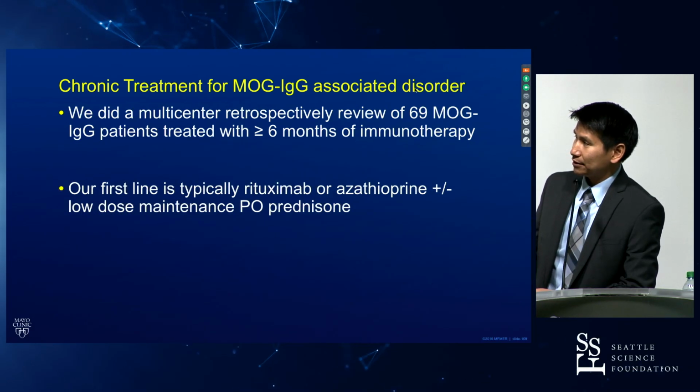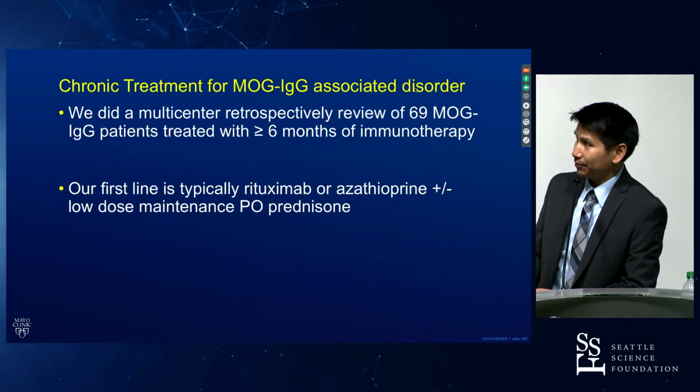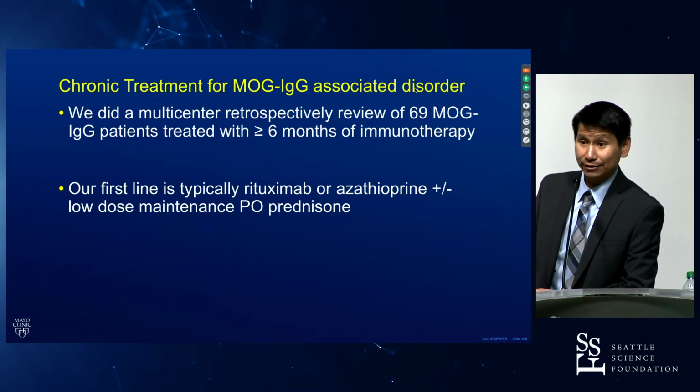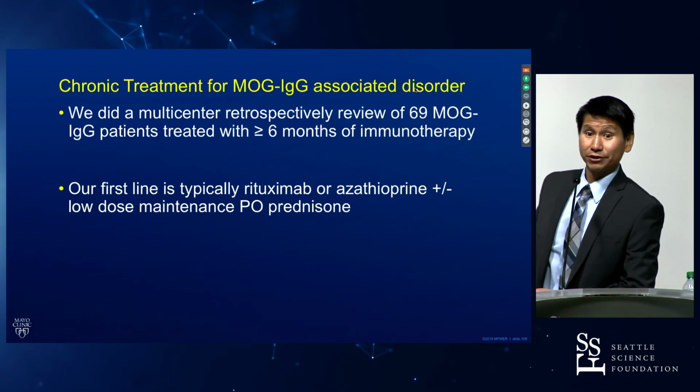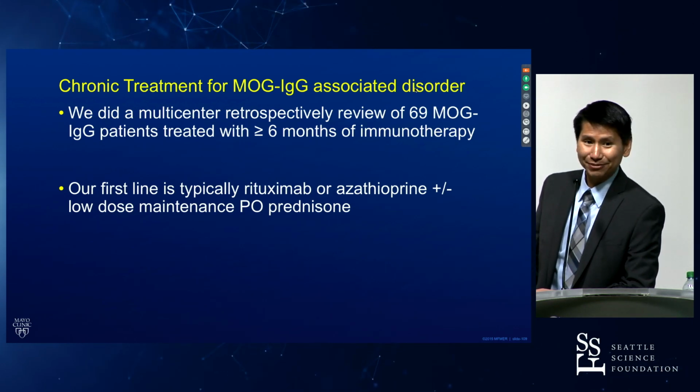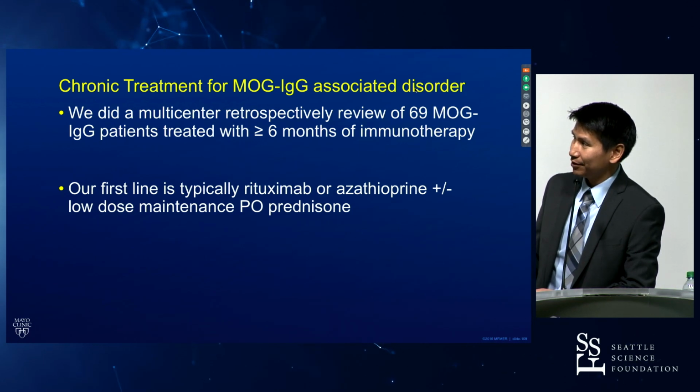So if a patient does need chronic immunotherapy, our first line is typically rituximab or azathioprine, often with a low dose of oral prednisone. Prednisone itself works incredibly well. If they're on 60 milligrams of prednisone, they're not going to relapse, but patients can't be on 60 milligrams forever, so if we can't get them low enough, we'll have to add on some of these other medications.